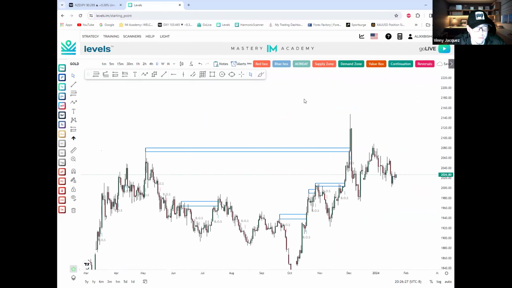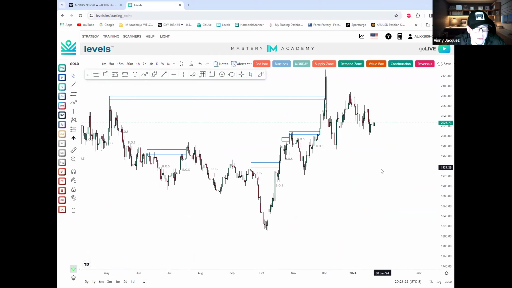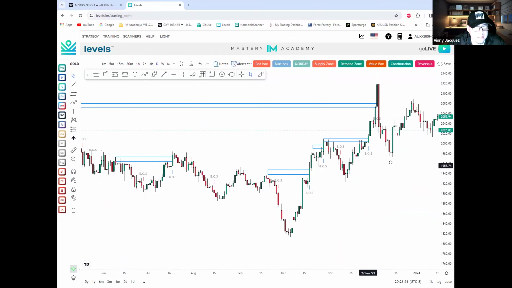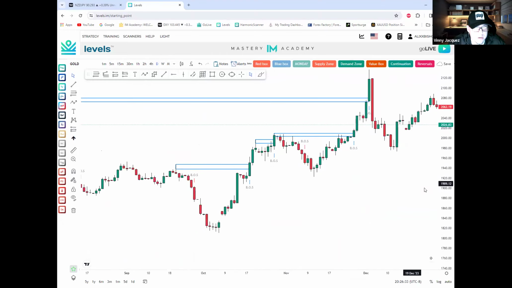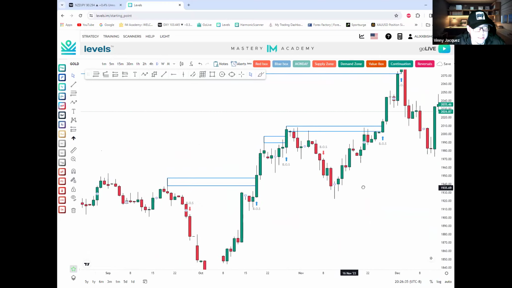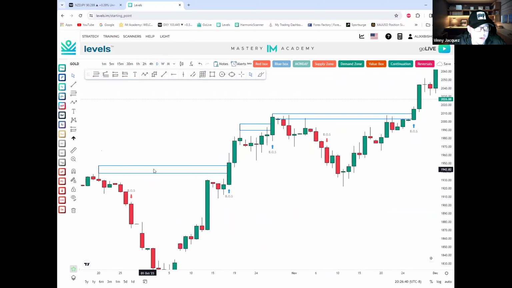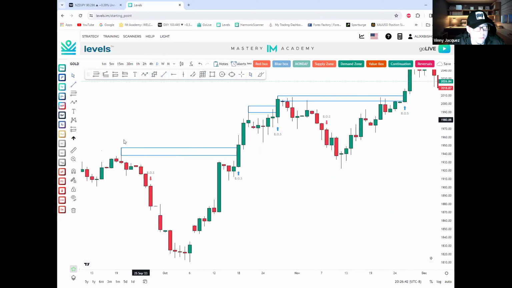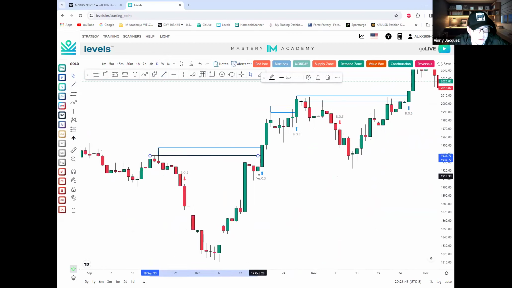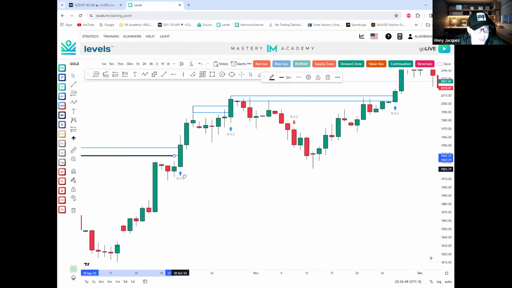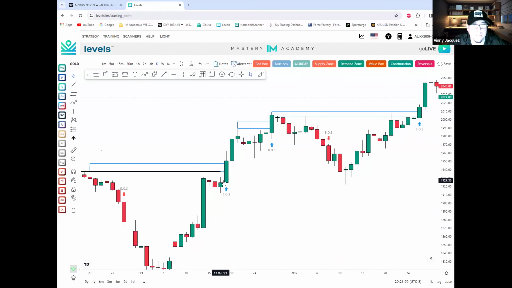So let's go ahead and put on the blue box because the market is uptrending as of right now. This is pretty important too. Let's look at this right here because this was a continuation move. We do break above structure, right? And Levels is helping me out saying, yo, we just got a BOS to the upside. So where's my starting point? Right here.